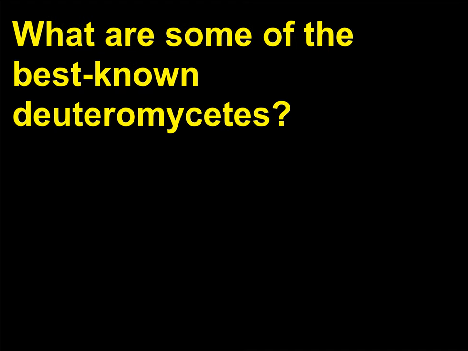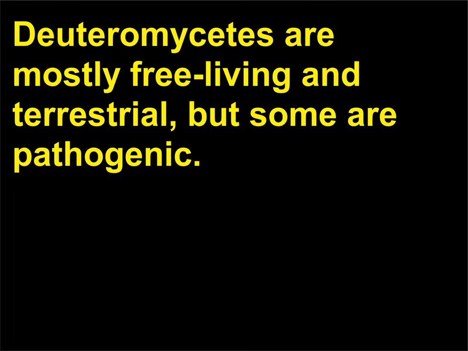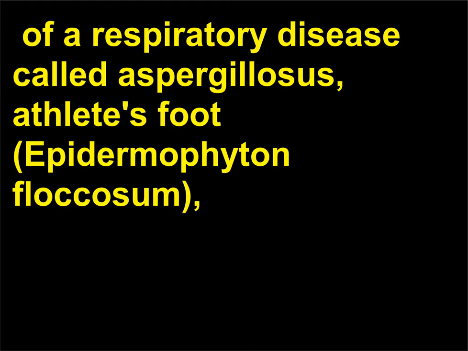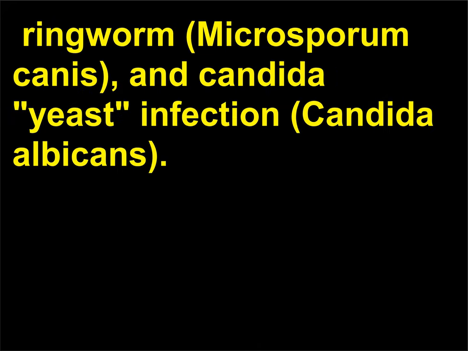What are some of the best known deuteromycetes? Deuteromycetes are mostly free-living and terrestrial, but some are pathogenic. The best-known pathogenic deuteromycetes include the causal agent, Aspergillus niger, of a respiratory disease called aspergillosis, athlete's foot, Epidermophyton floccosum, ringworm, Microsporum canis, and Candida yeast infection, Candida albicans.